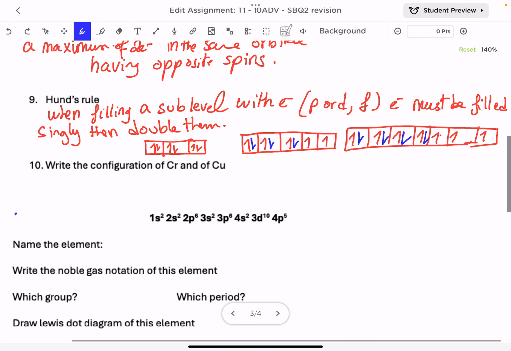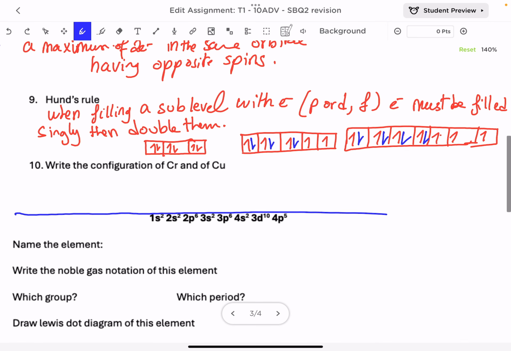Now, another question. Write the configuration of chromium and of copper. Be careful. These are exceptions. So, chromium, 24 electrons, and copper, 29 electrons. Chromium will have 4s1, 3d5, and copper will have 4s1, 3d10. The question will not mention it. You have to pay attention to it. So it doesn't say noble gas notation. It doesn't say orbital notation.